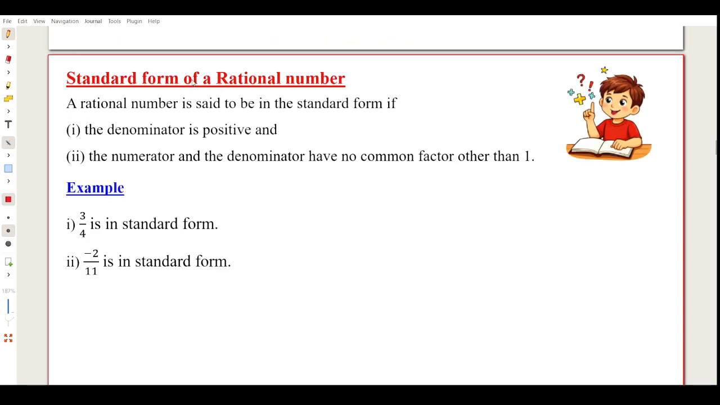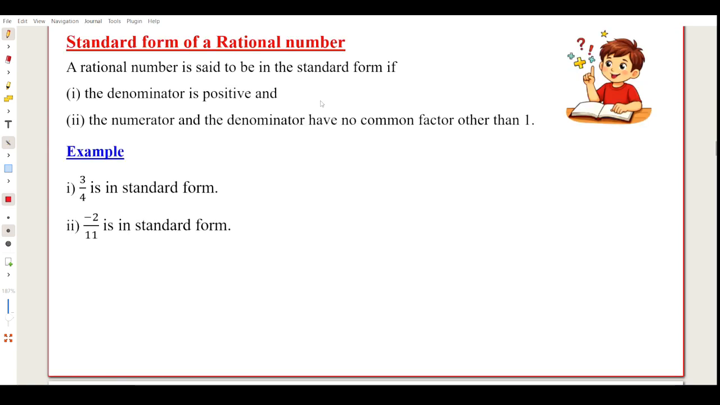Standard form of rational numbers. Now come to the standard form of a rational number. A rational number is said to be in standard form if the denominator is positive, as we already discussed, and the numerator and denominator have no common factor other than 1. What is another name for this? That is co-prime numbers, the simplest form. Both numbers should be co-prime.